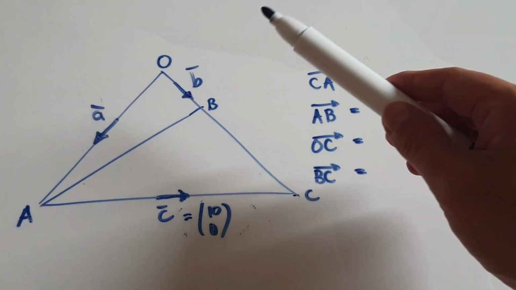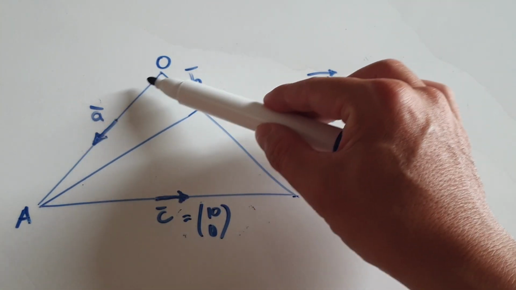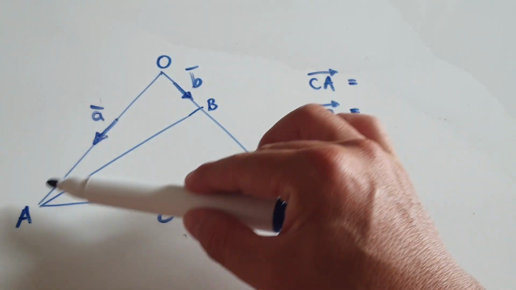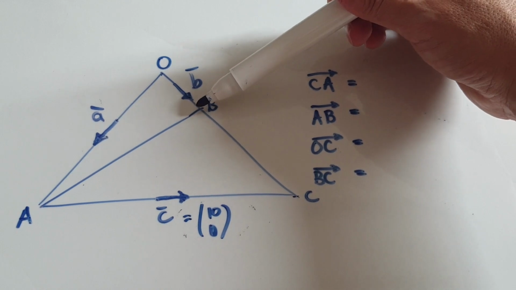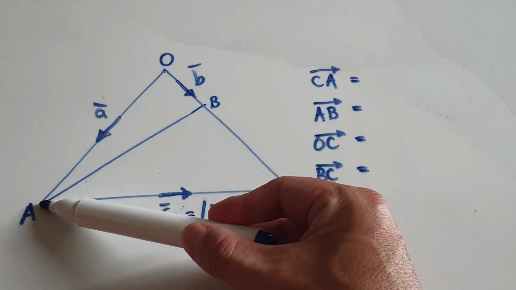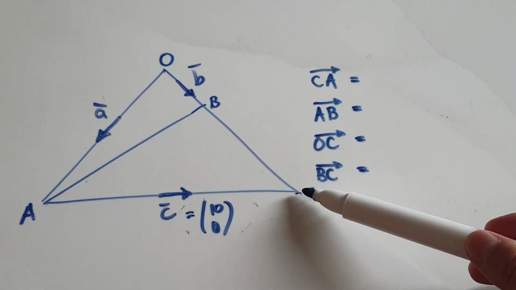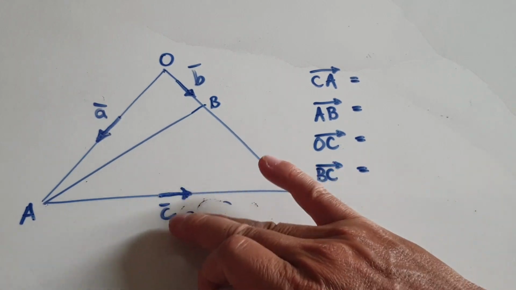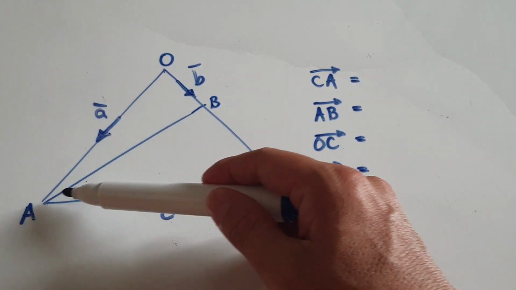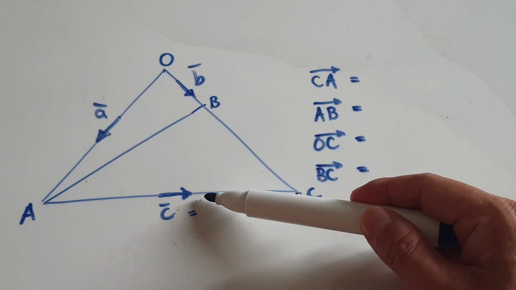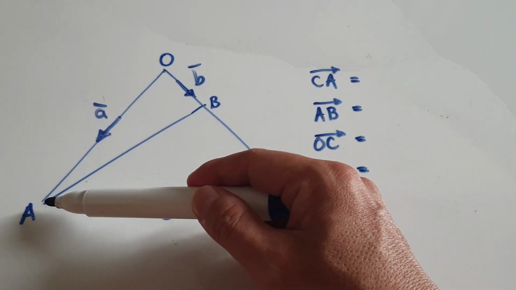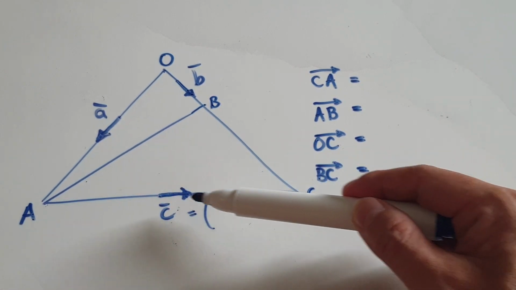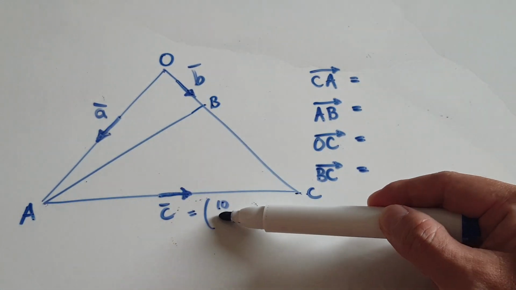Let me give you a vector example. So vector A is the movement from here to here. Vector B is from O to B. Vector C is from A to C. So you can just imagine vector C as, this is just made up, the movement from here to here. So that would be 10 across. Just imagine it's 10. And the change in the height will be 0.